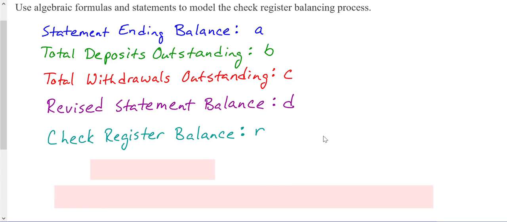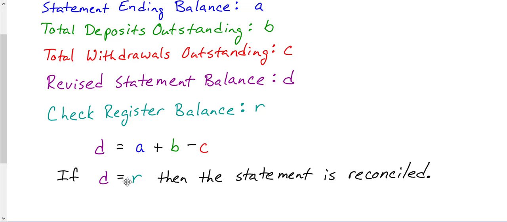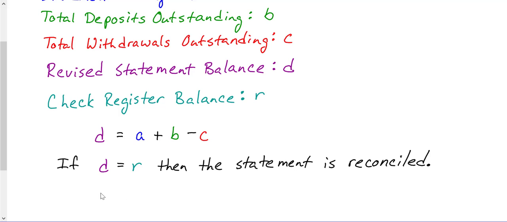So if you think about the steps we did to get our revised statement, D is going to equal our statement ending balance plus our outstanding deposits minus our outstanding withdrawals. So our algebraic expression is going to be D equals A plus B minus C. And what we want to ask ourselves is, if D is equal to R, then the statement is reconciled. If D is not equal to R, then our statement is not reconciled.